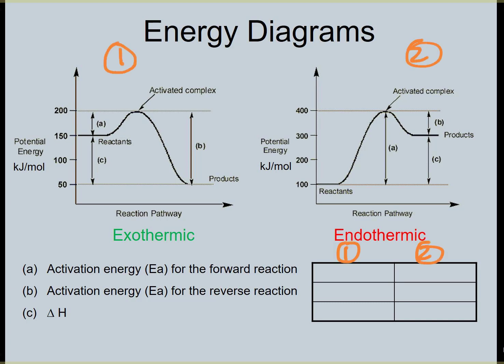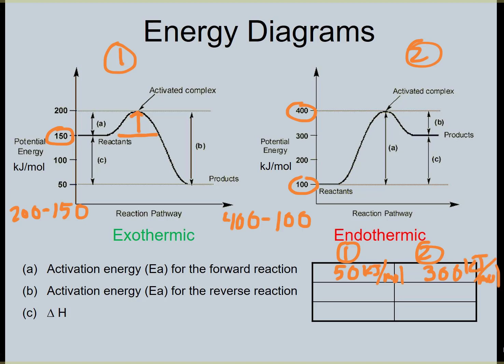And let's look at the activation energy for the forward reaction. So on the forward reaction, activation energy, it starts with the reactants and then goes up to the top of the energy hill. So I start with 150 and I end with 200. And you always do final minus initial. So this takes 50 kilojoules per mole. And let's do the second one. So the second one, I start at 100 and I end at 400. So that would be 400 minus 100. So I get 300. So that's for the forward reaction.